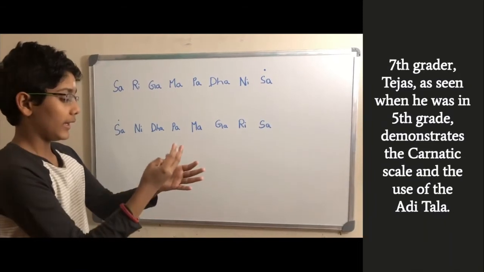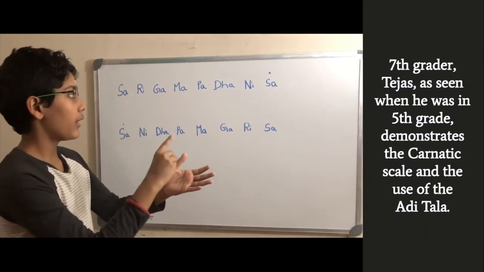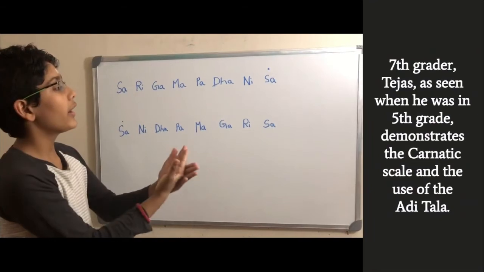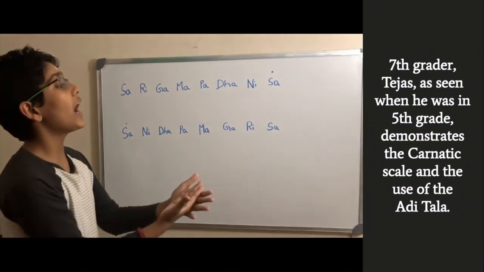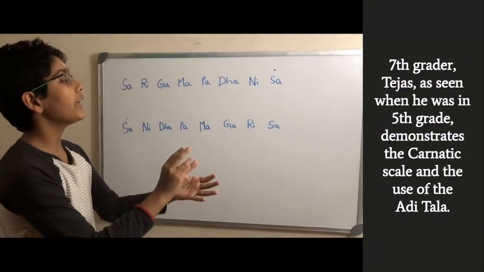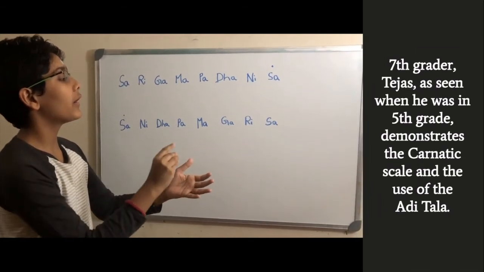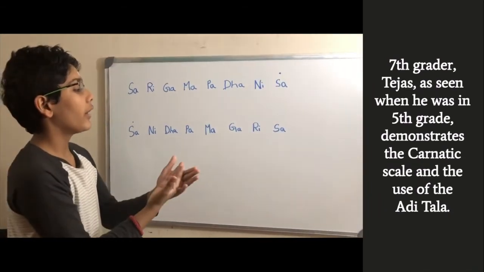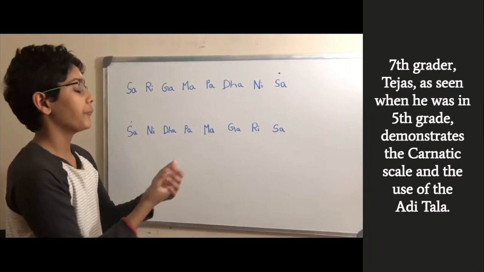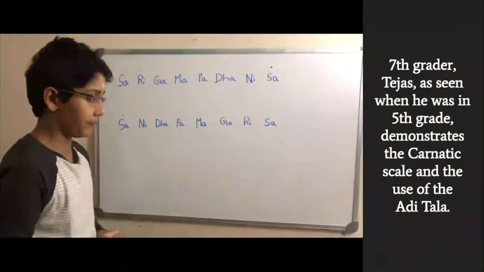Sa, re, ga, ma, pa, da, ni, sa, ni. That's the first type of beat.